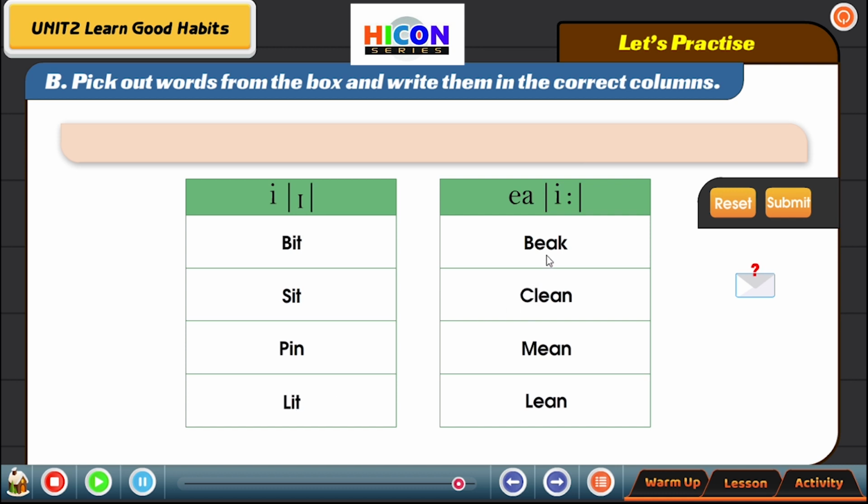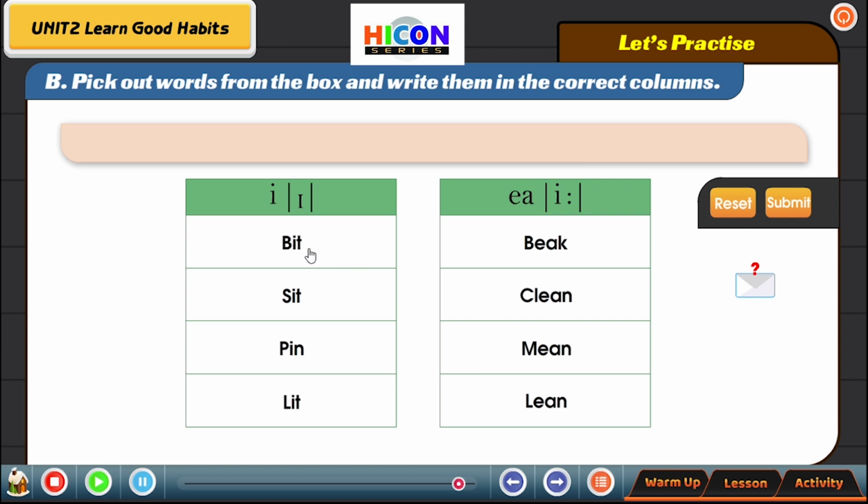Beak, beak. Clean, clean. Mean, mean. Lean, lean.